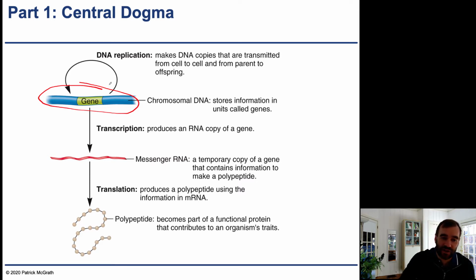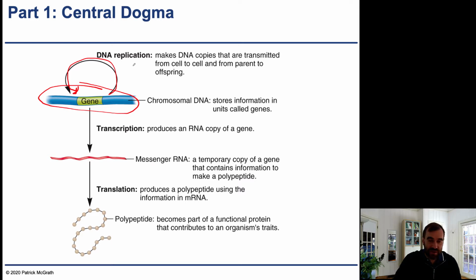But how does that actually get executed? How are the blueprints actually turned into a house? The central dogma describes the process. You start with a gene, and DNA can replicate. This arrow indicates that DNA is able to make copies of itself. DNA is able to encode whatever is necessary in order to make an exact copy.